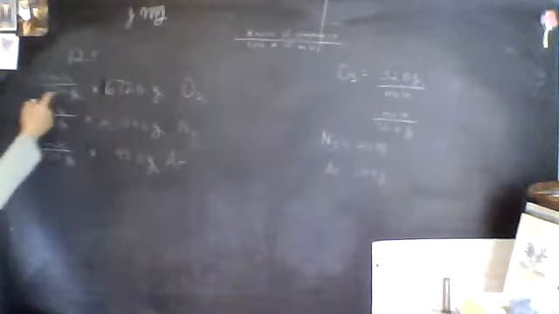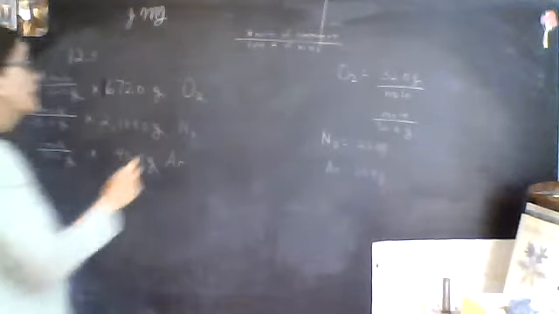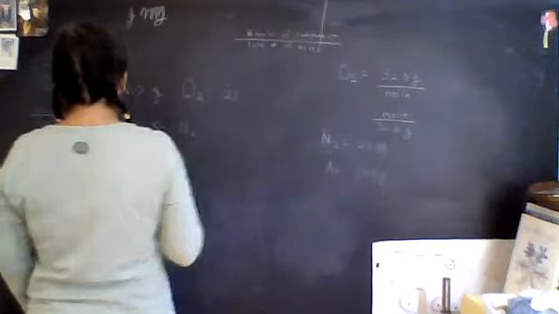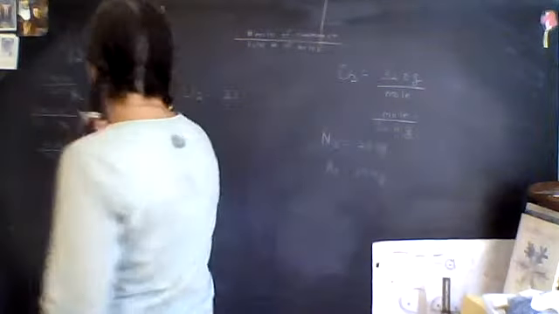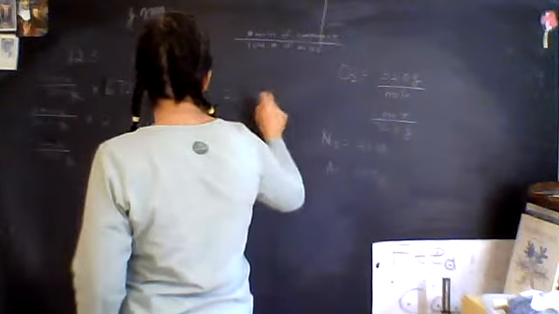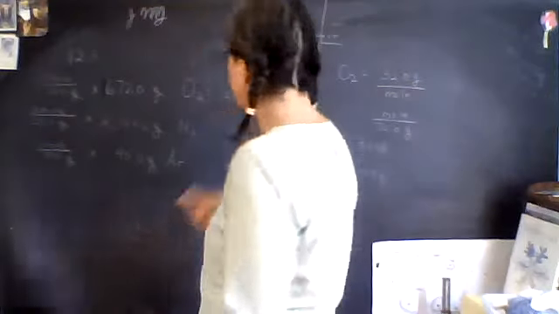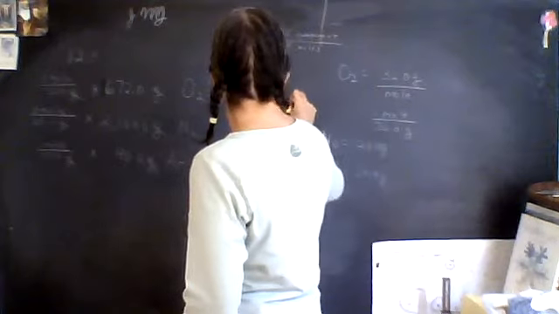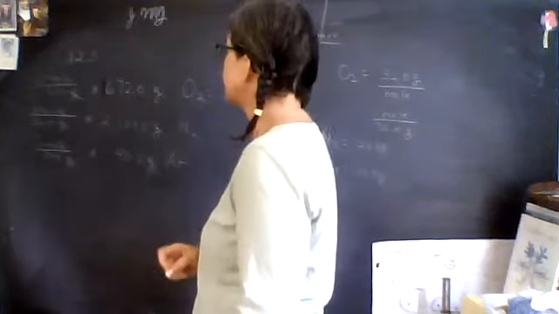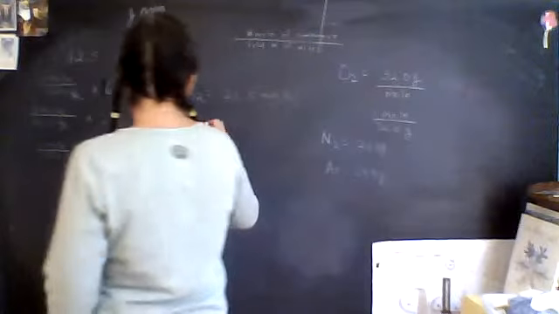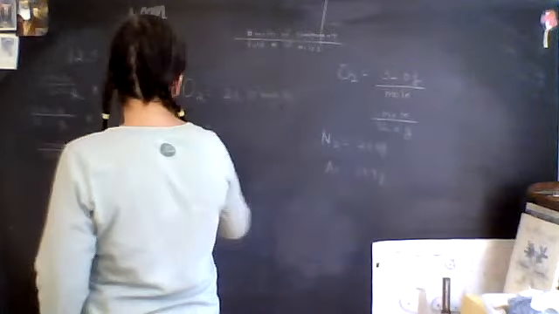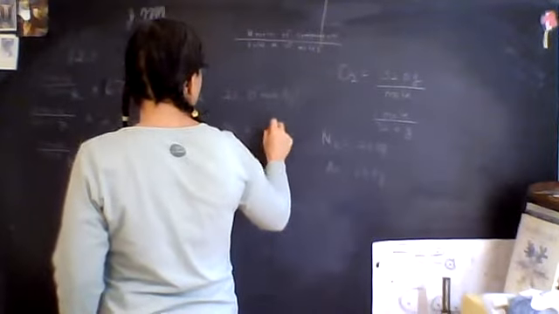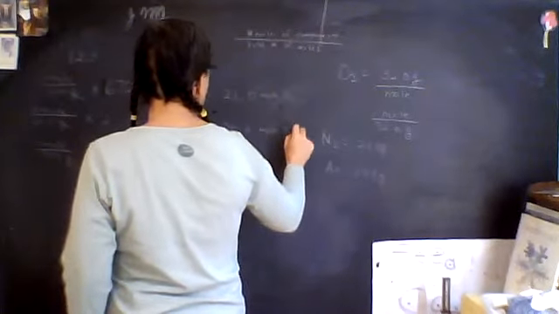So divide 672 by 32. What do you got? 21. 21 exact? Yes. How many significant digits do we want? We want 3, so we report it as 21.0 moles of oxygen. How about nitrogen? 78 even. And we want 3 again, so we're going to report 78.0 moles of nitrogen.